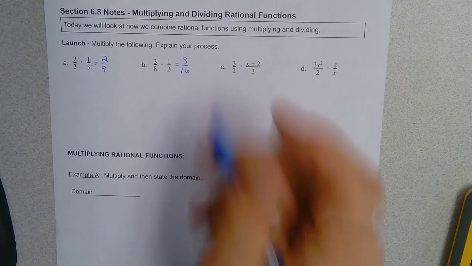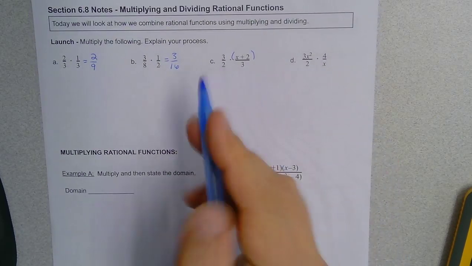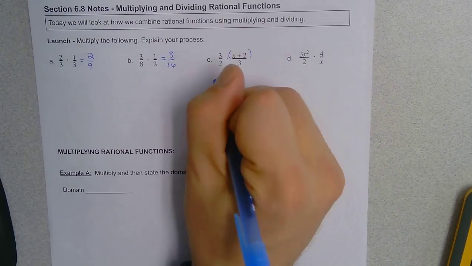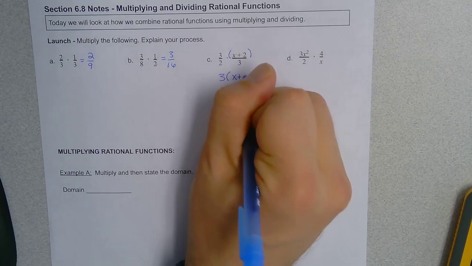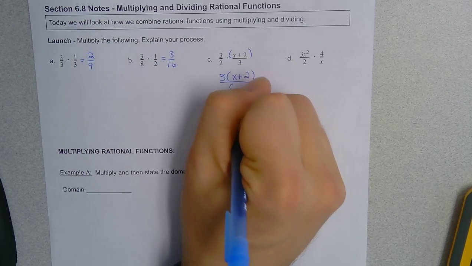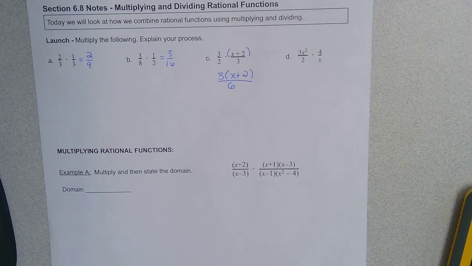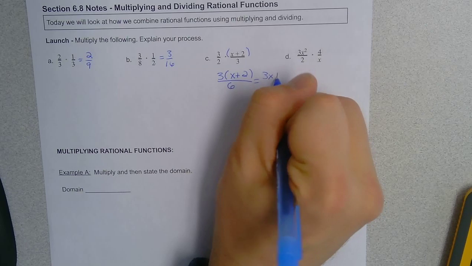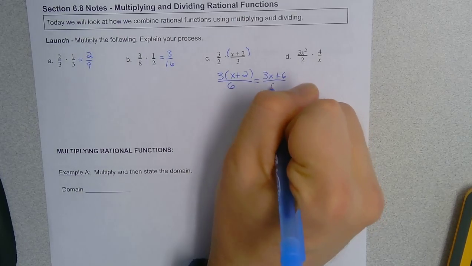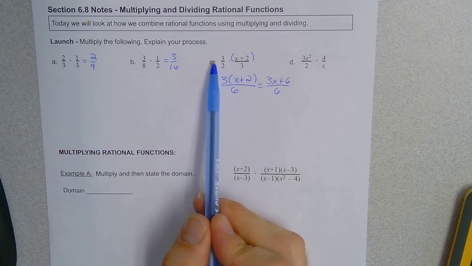Now, there's a couple different ways that I want to show how to multiply this. Some people did 3 times x plus 2, and then divided by 6. Some of you guys distributed that, so you said in the numerator 3x plus 6 over 6. And I want to show you an easier method.